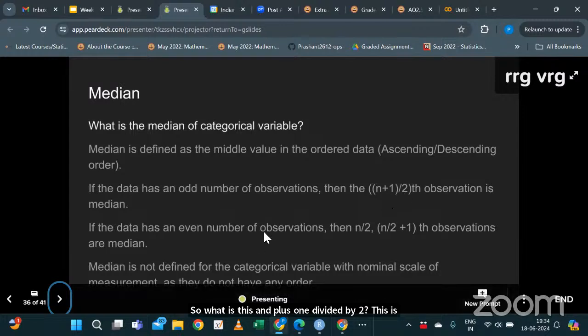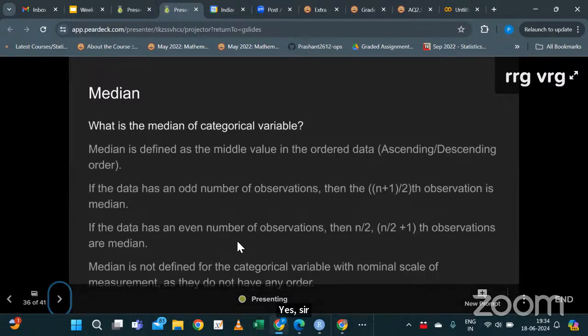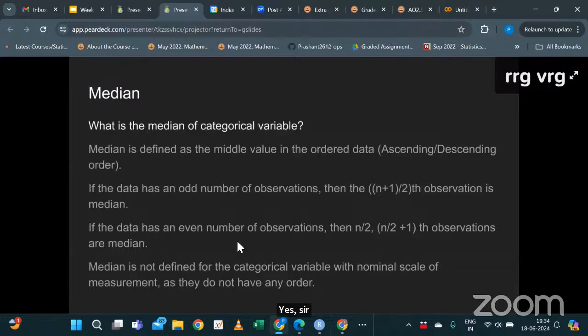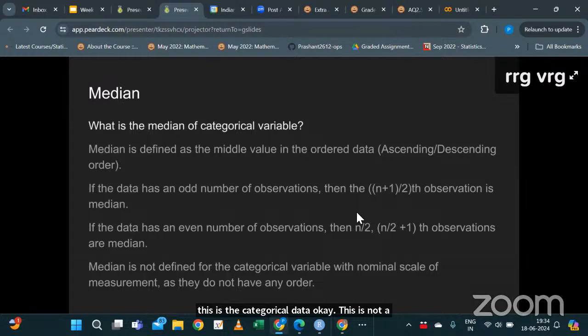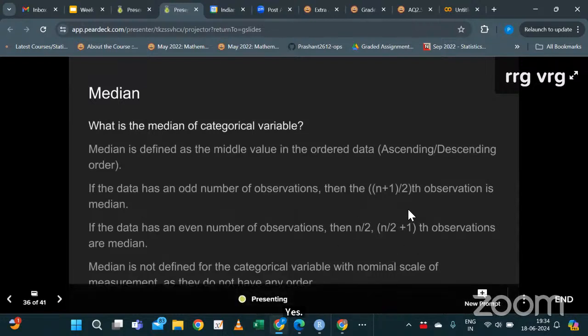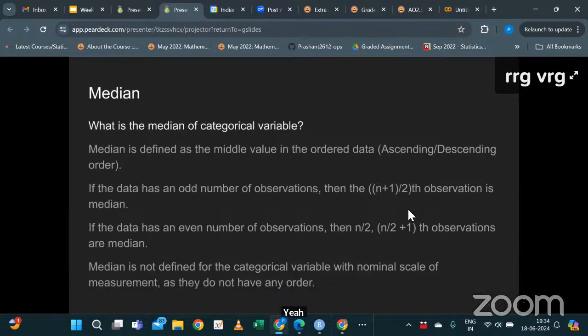And if the data has an even number of observations, then the n by 2th or the n by 2 plus 1th observations are the median. Why are we taking both as the median? Because this is categorical data, not numerical data. If you have numerical data with an even number of observations, we take the average of those two. But in categorical data, we cannot perform any meaningful mathematical operations, so we can't take the average.